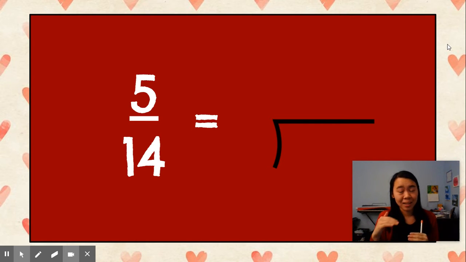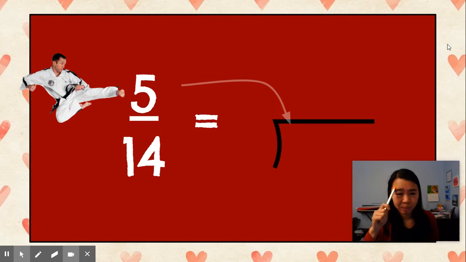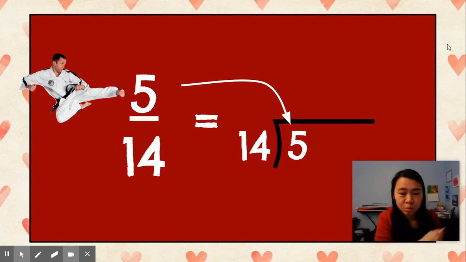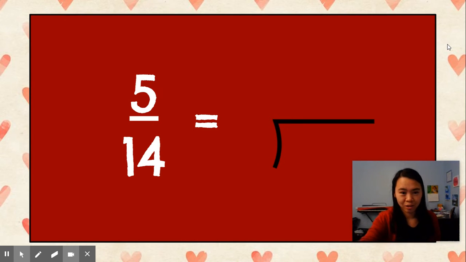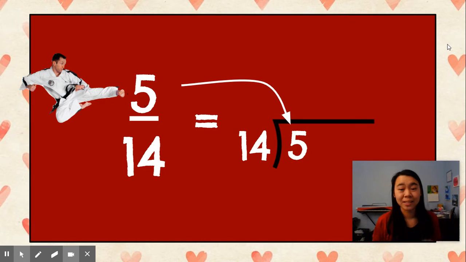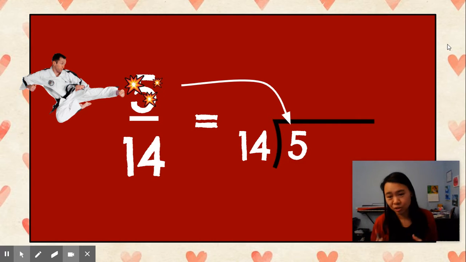Which number goes inside? Some people might say which number goes inside the house, which number goes inside the box. Our numerator, our 5, is going to go on the inside. If you can't remember that, think boom, our karate guy hits our numerator off into the box. Okay, I'll show you one more time. He's going to kick that number 5, or whatever our numerator is, into the box. So that's just a way to help you remember how you set up your long division problem correctly.